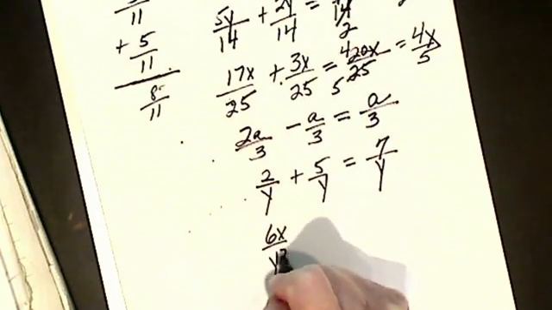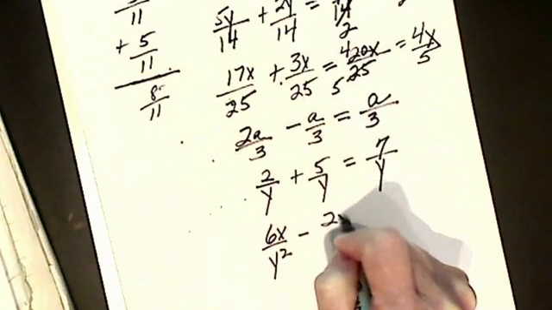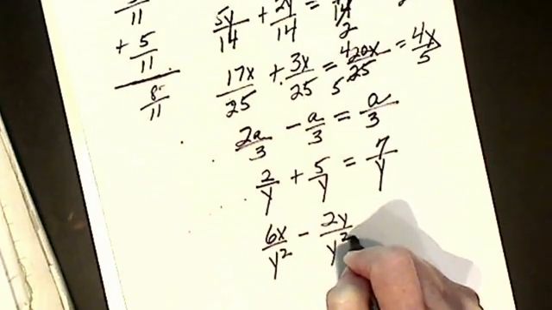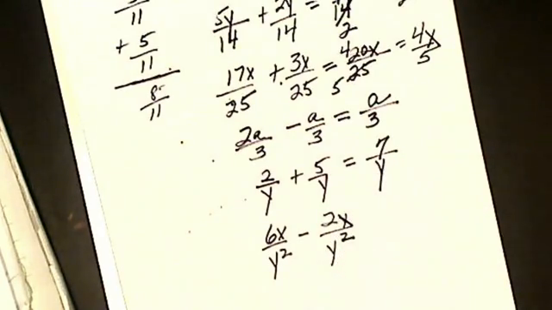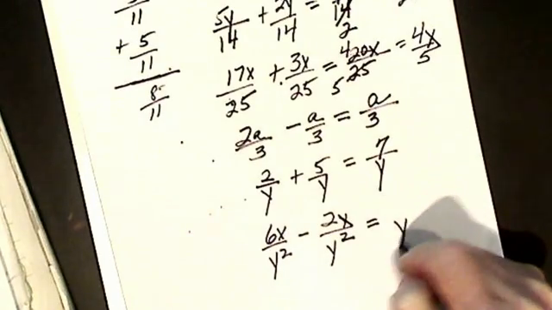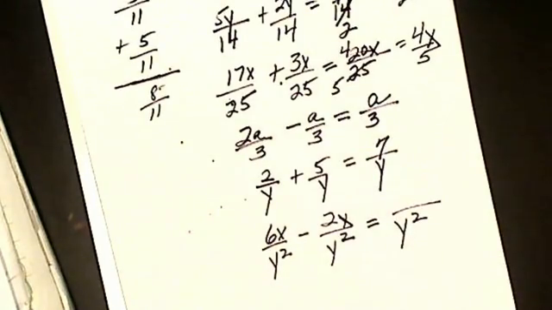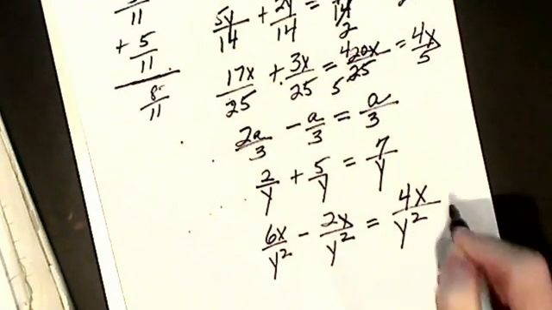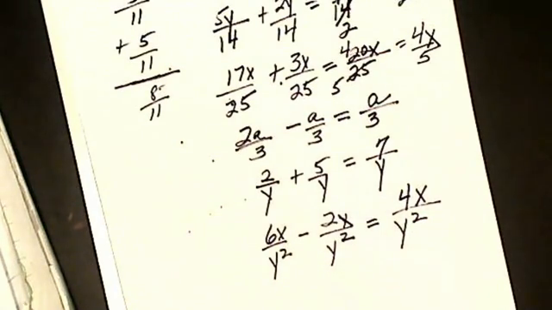6x over y squared minus 2x over y squared. Okay. So now, do I have the same denominator? Yes, y squared. Combine like terms. 6x minus 2x is 4x. Can't cancel or factor anything. My answer is 4x over y squared. All right, one more of this type.